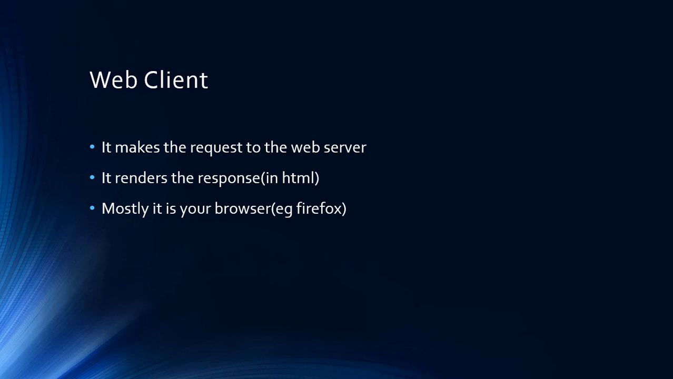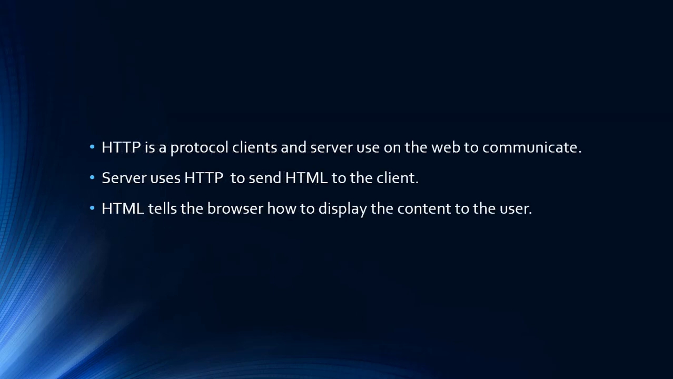It gets a response from the web server in the form of HTML or whatever it is, and it renders that response, that HTML. The client, the browser, understands what the HTML is supposed to mean, and it shows you visually the different elements of the HTML tags. So that's what a web client does.